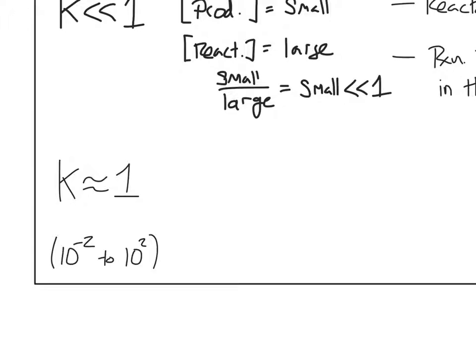This makes sense looking back at the equilibrium constants we've seen already in this video. We've seen equilibrium constants that are 10 to the 7th and 10 to the negative 25th. So when you're comparing 10 to the 7th or 10 to the negative 25th, 10 to the negative 2 or 10 to the 2 is pretty close to 1.